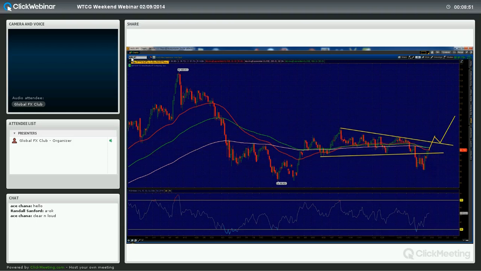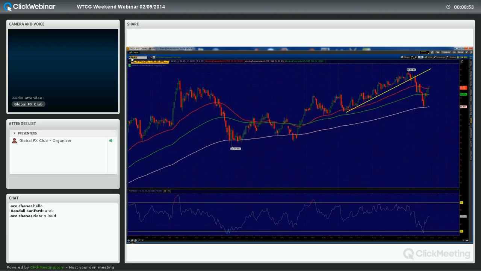Kiwi yen, not really much of anything here. That 200-day held like a champ, and then just rocketed up from there. I'll have to see where it goes here.